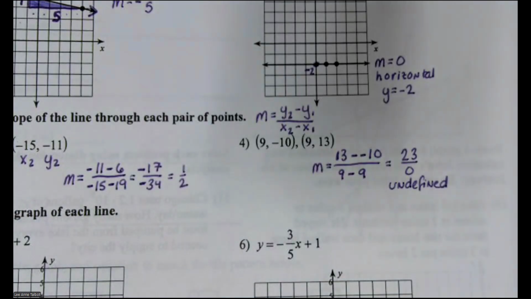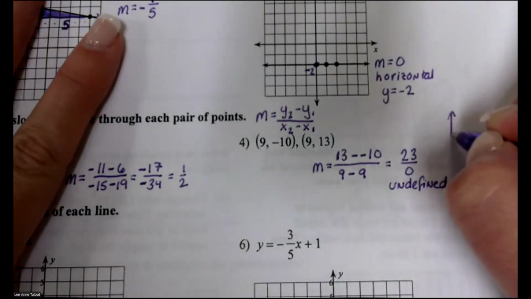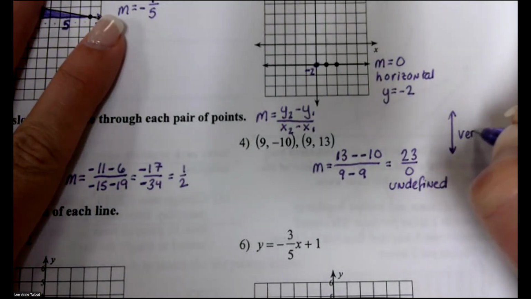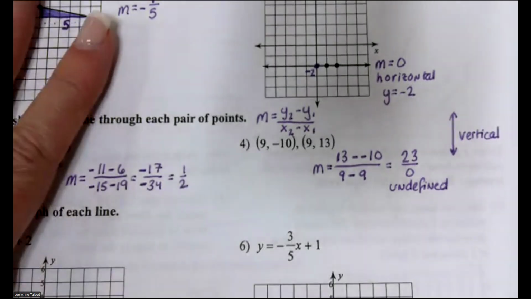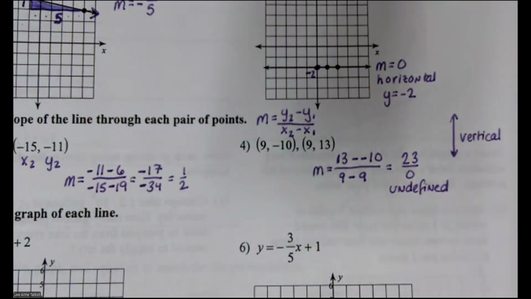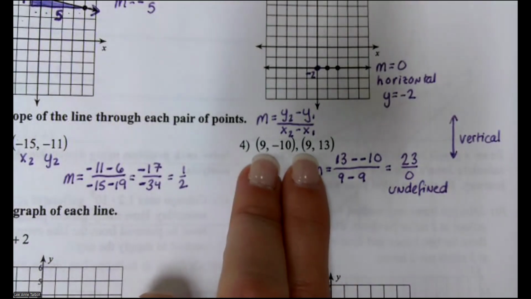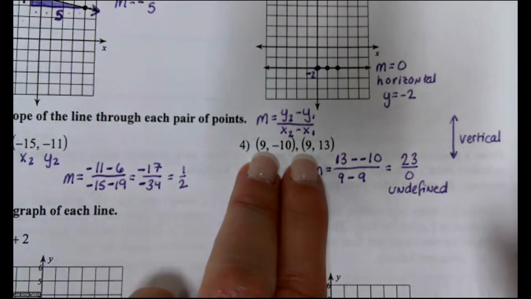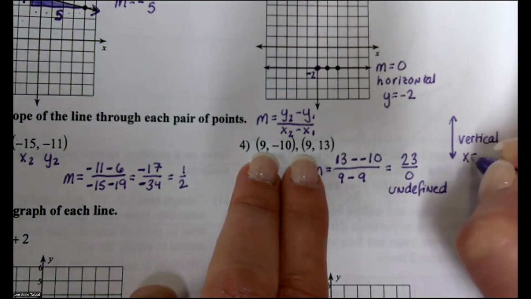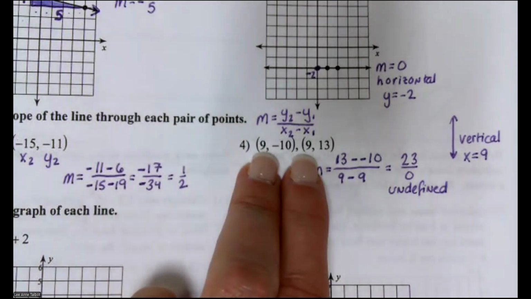What kind of line has an undefined slope? Vertical. Okay, so we're going to draw a little baby picture. And how do I do the equation for a vertical line? Yep, x equals. And so you go back to the problem points and you're like, oh yeah, look at that. The x's are the same. So my equation is x equals 9.